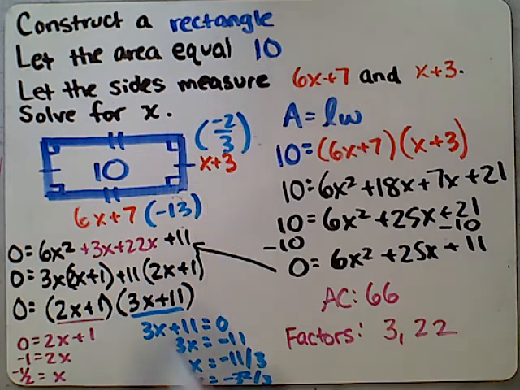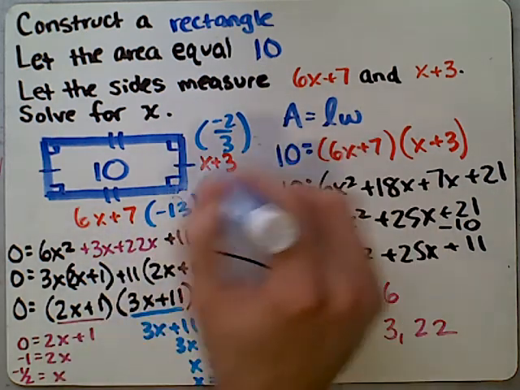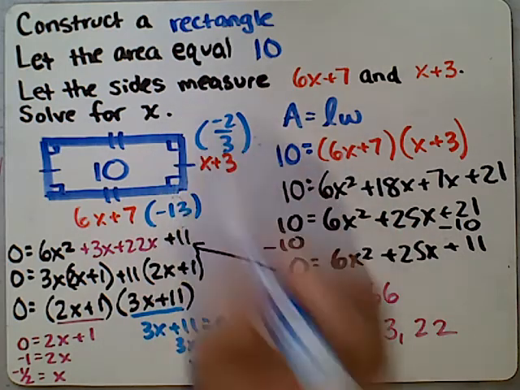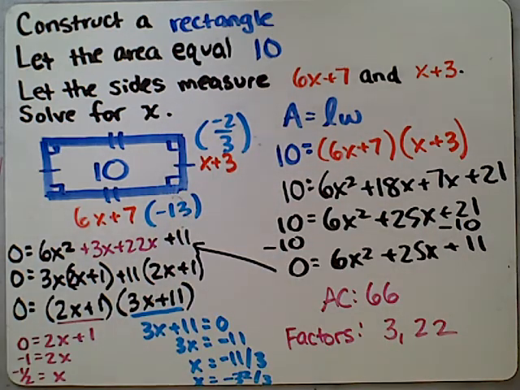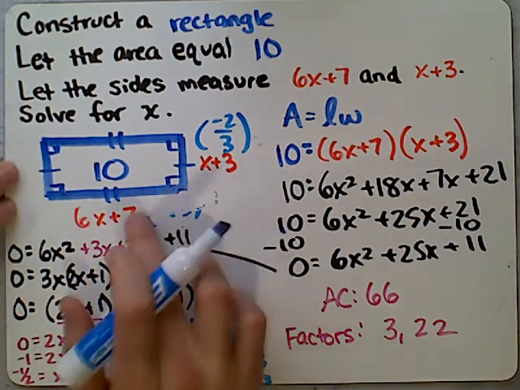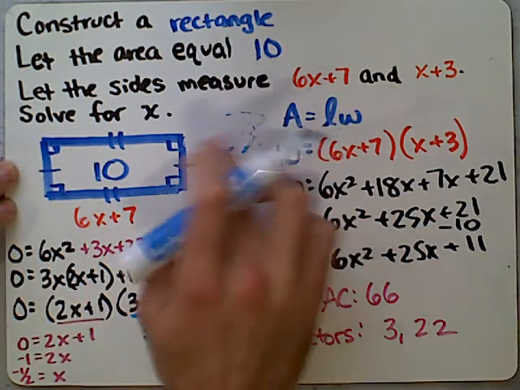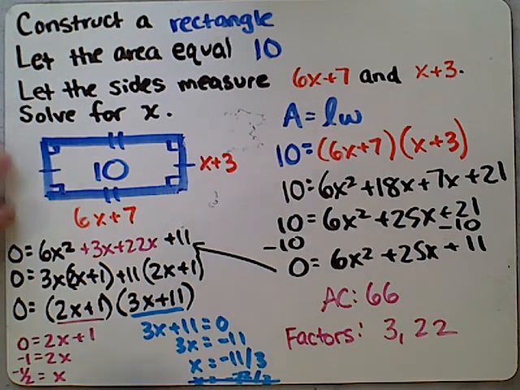So if you plugged that number back in over here, you're going to get two side measures, both of which are negative, both of which are impossible when we talk about shapes and how they're going to look. So we can exclude that answer from our choices. And we're left with x equals negative 1/2 being our final answer.